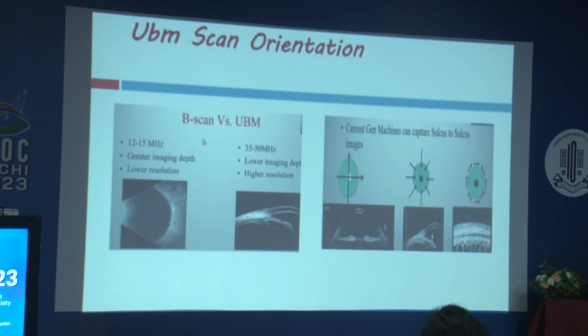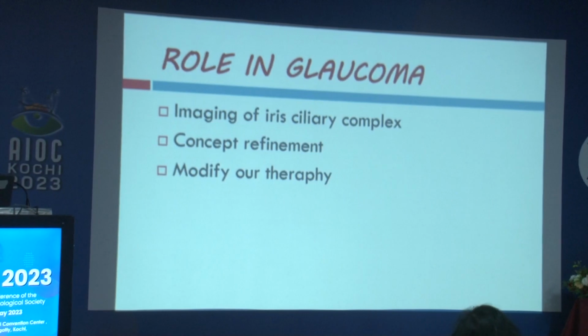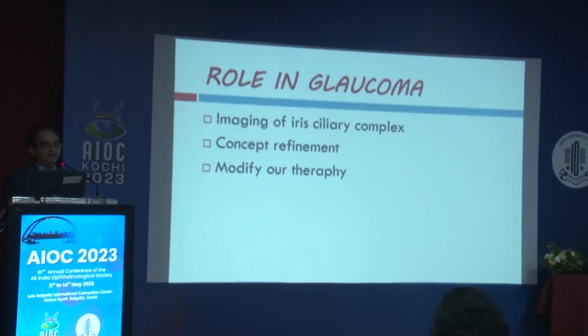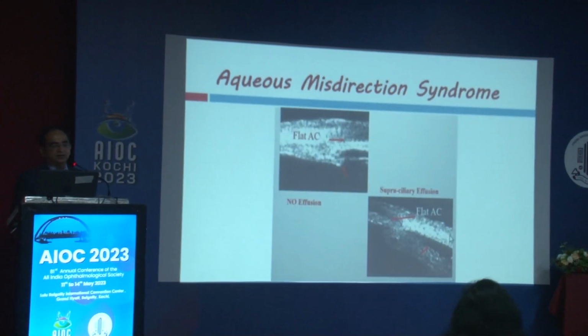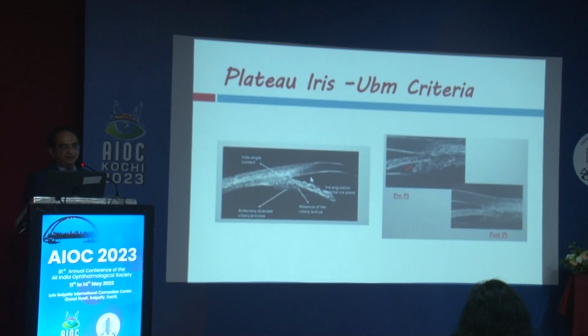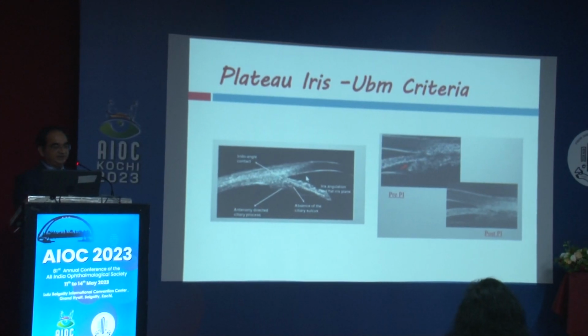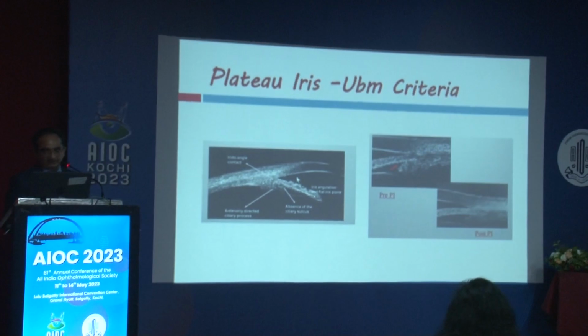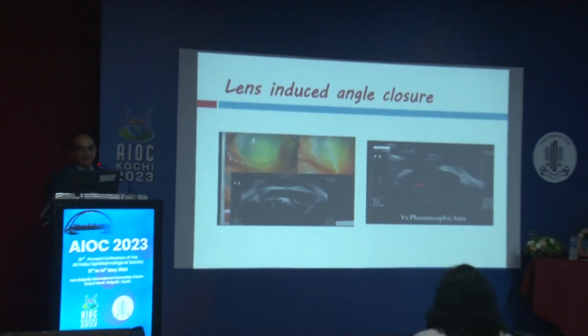And this is the UBM scan orientation. So UBM has a role in glaucoma. It can image the iris ciliary complex. It can refine our concept and modify our therapy, like in aqueous misdirection syndrome. In plateau iris, you can see there is an anteriorly directed ciliary process. Then you can confirm plateau iris.